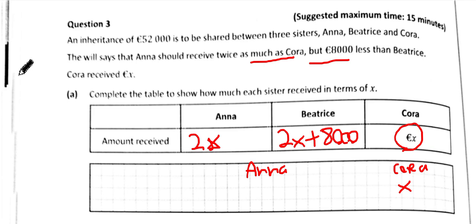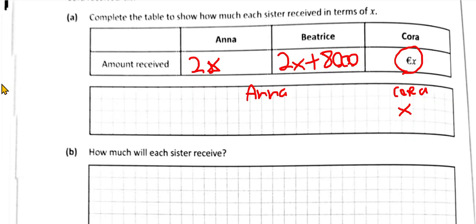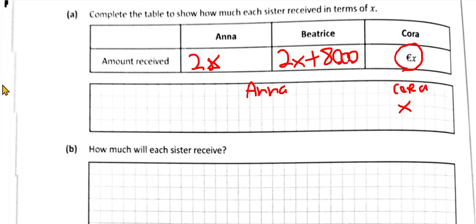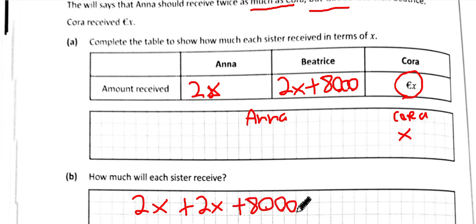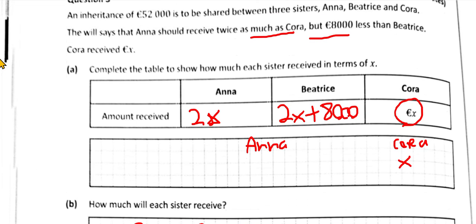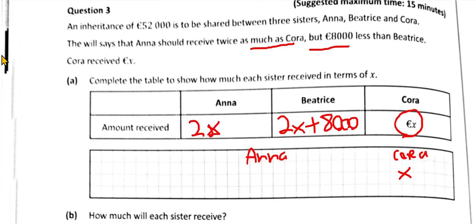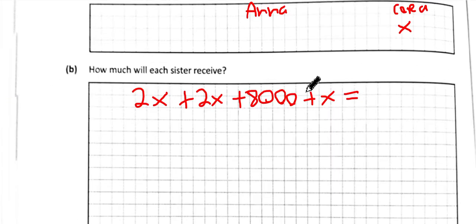Alright. We all good? Okay. How much will each sister receive? Well, what happens if we add up all three sisters' amounts? What should happen? What should happen if I add up all three sisters? What does the total money equal? 52,000? Is everybody happy with the equation I just wrote down?